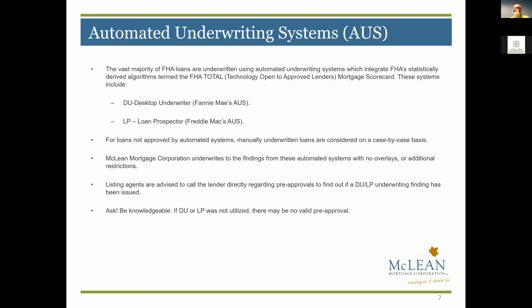Maybe, yeah. Okay. So the main reason why you will have a denial on a loan is that right there: you can't get it through the approval on the Fannie Mae, Freddie Mac automated underwriting system. Every loan out there has to go through it. Okay. So that's number one. You can see right there under this line, it says McLean Mortgage underwrites to the findings from these automated systems. And so in essence, what we're saying is that we don't have any overlays on top of that. An overlay is an additional requirement above and beyond the automated approvals.